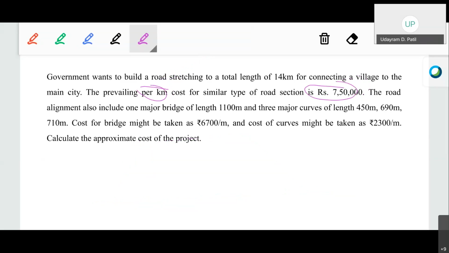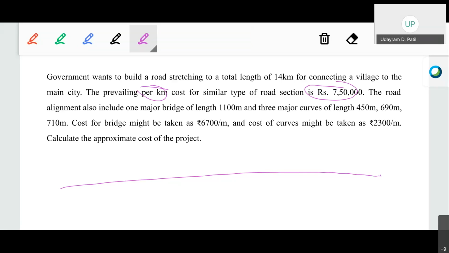Now if the particular road alignment includes a major obstacle, suppose there is an obstacle of a small stream in the particular alignment, we can easily build a cross drainage work over it. Okay, and the cost of that particular cross drainage work will not be that much higher. But in case of larger obstacles such as a big river, in that case we have to provide bridge sections in that particular alignment to overcome that obstacle.